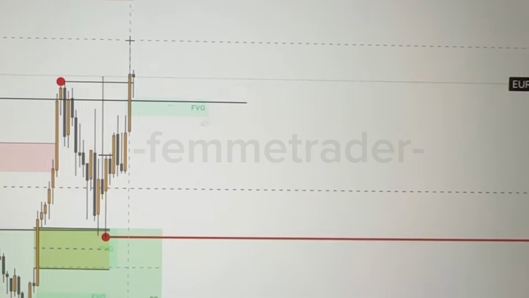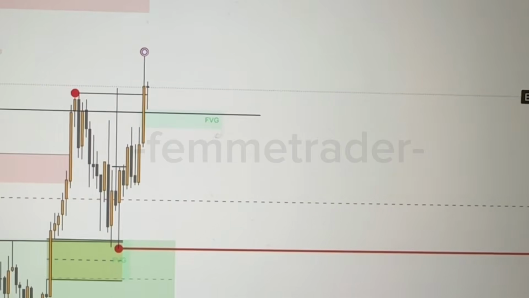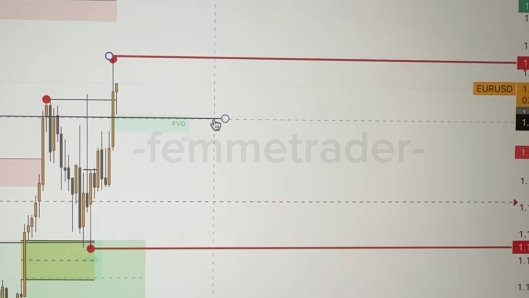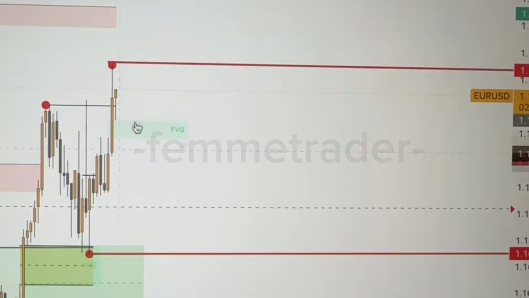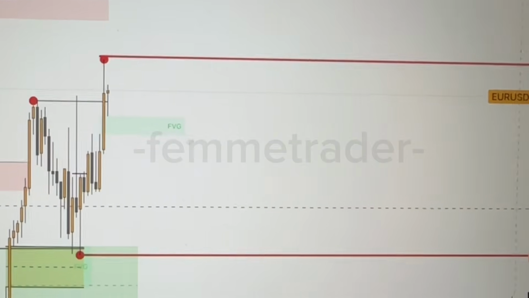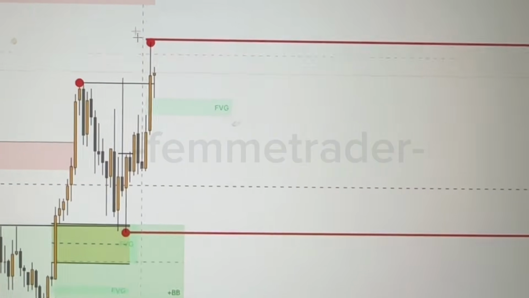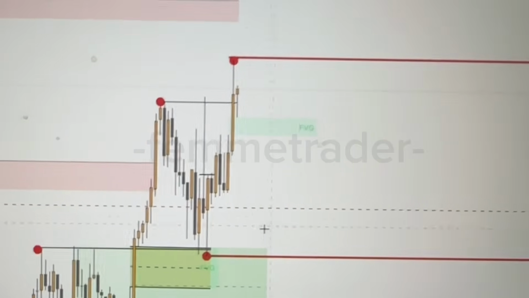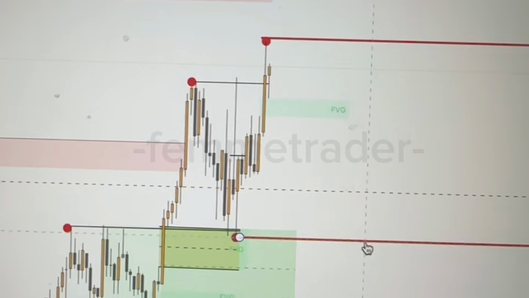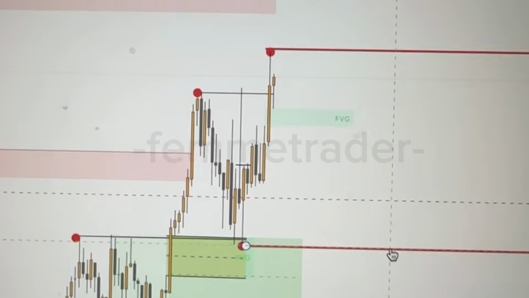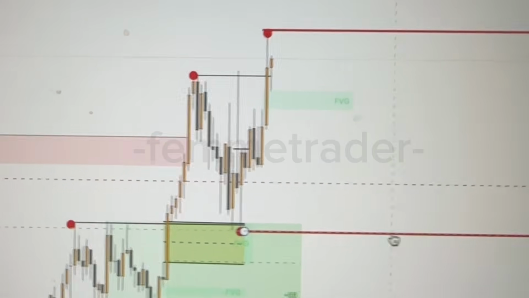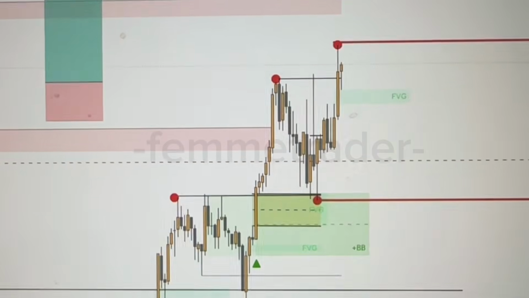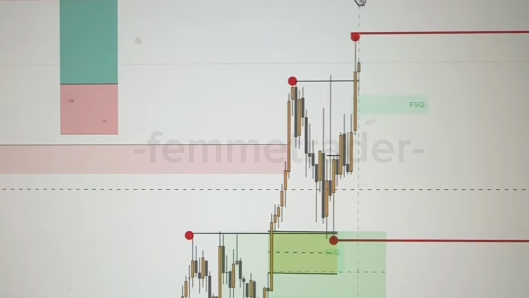I'm looking at this structure now. This is my most recent. If the market decides to break up, then it continues to become bullish. If it decides to break this low, then that's a change of character and we start looking to sell. But for now, if we are going up, let's keep going up. Just focus, keep going up if you're going up.